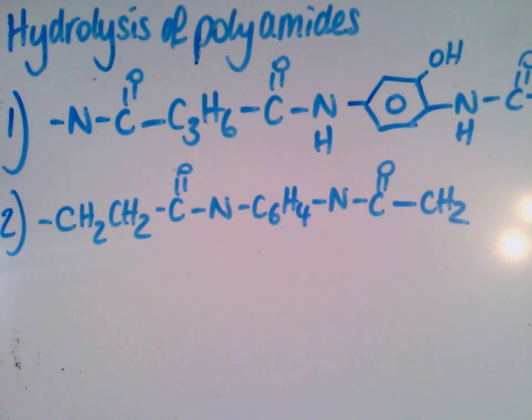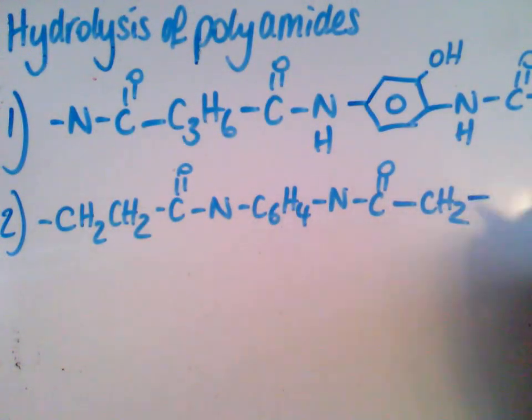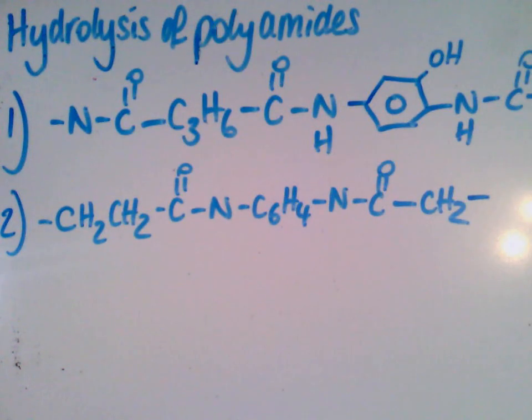Okay, so there's two sections of polymer chain for you to have a look at, and I'd like you to predict the products of acid hydrolysis and alkaline hydrolysis, please. Pause here while you have a go at that, and then I'll show you my workings in the next section.